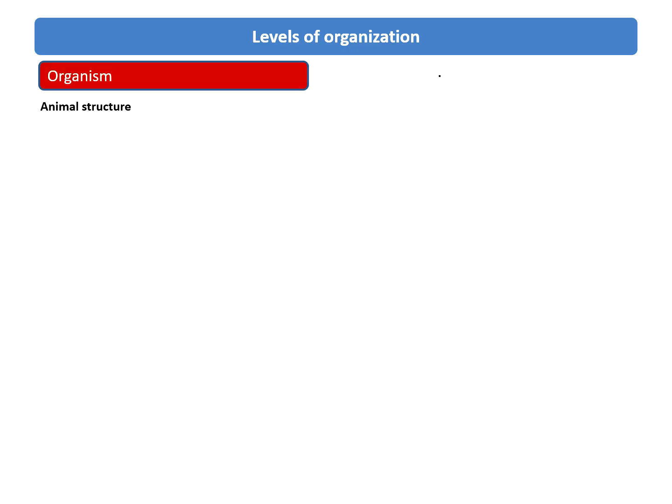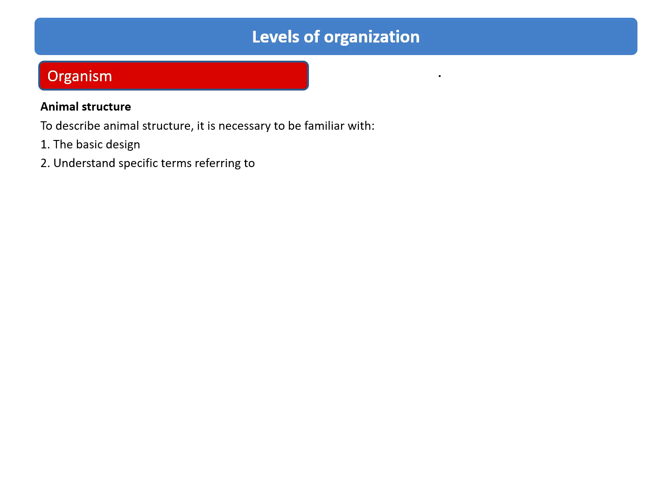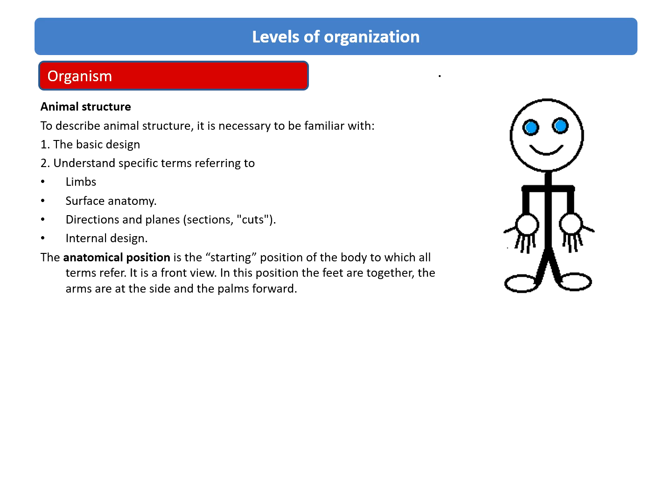Beginning with the organism level, we need to understand a little more about the structure of an animal. To describe animal structure, you have to be familiar with the basic design, and we have to understand specific terms that relate to such things as the limbs, surface anatomy, directions and planes, and internal design. The anatomical position is the starting position of the body. In this case, the upper limbs, the arms, are at the side, and the palms are facing forward.